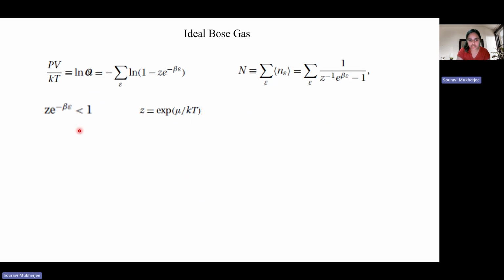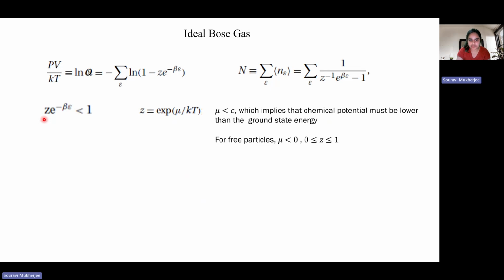So what is this telling you? Now you can explicitly write z as e to the power mu by kT. That tells you e to the power beta into mu minus epsilon should be less than 1. This is again telling you that mu should be less than epsilon, which implies that the chemical potential must be lower than the ground state energy. In a system with the Bose-Einstein distribution, there are different energy states, and your chemical potential should be lower than the ground state energy.